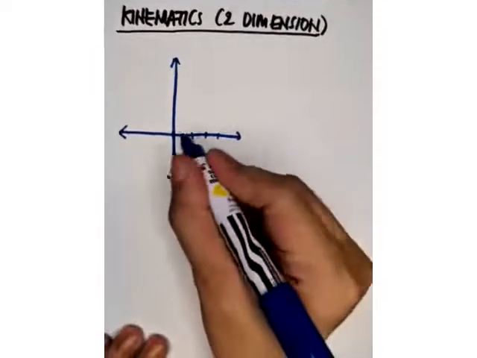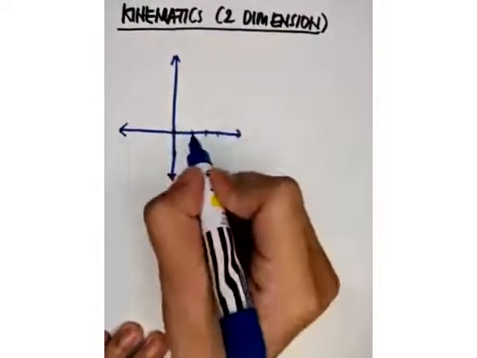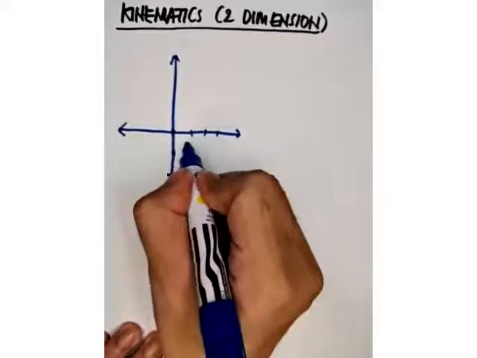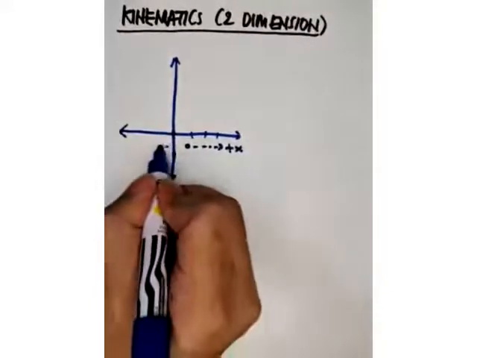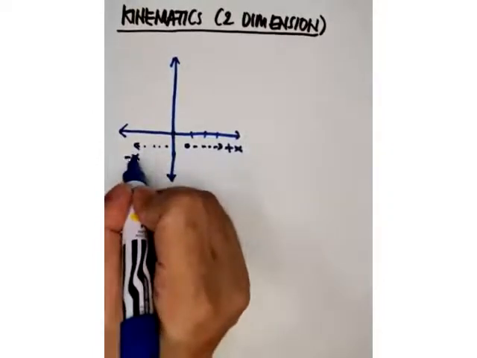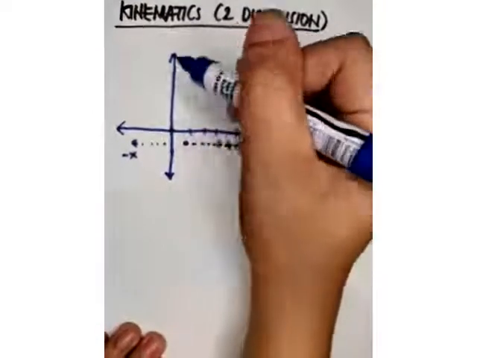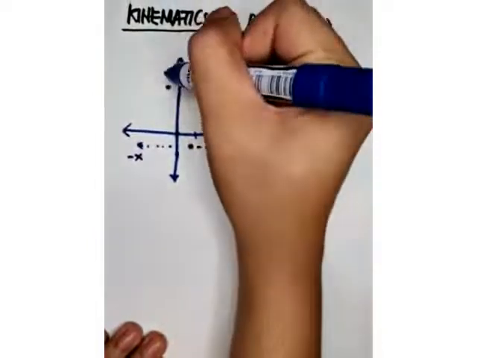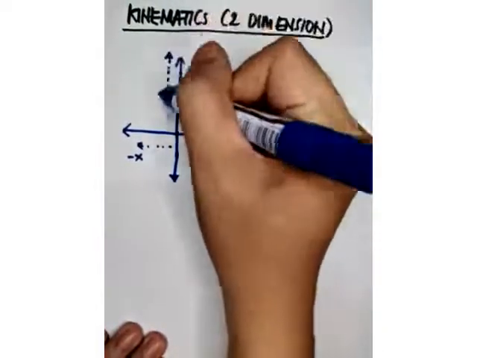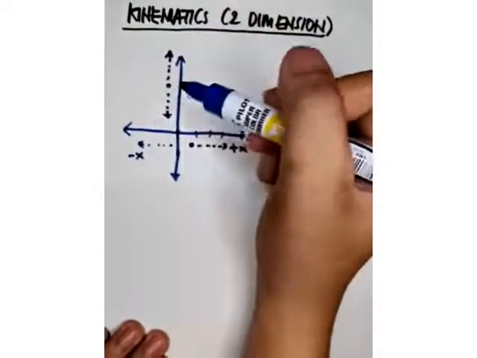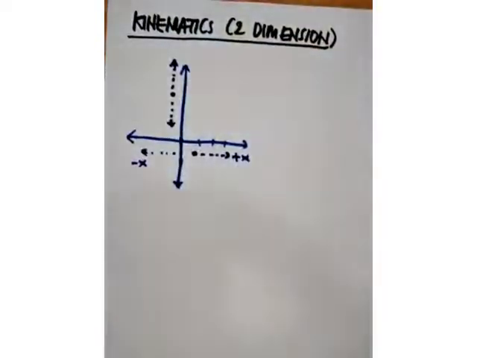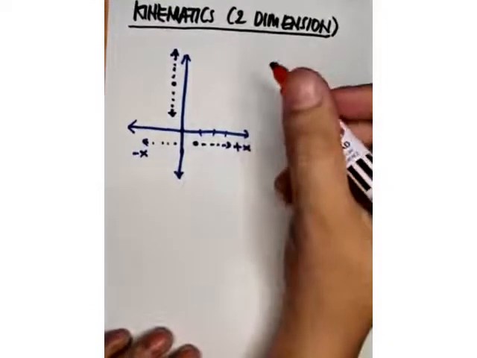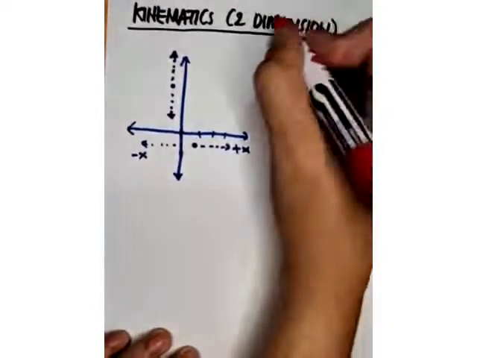Halimbawa, ang reference natin dito dun sa horizontal, let's say the particle is here. So it's either the object will move to the positive x-axis or it will move to the negative x-axis. Pagdating naman sa free fall, halimbawa nandito siya, it's either mag-move siya upward or mag-move siya downward. But for this time, sa lesson natin, the object will be moving in two dimensions simultaneously.